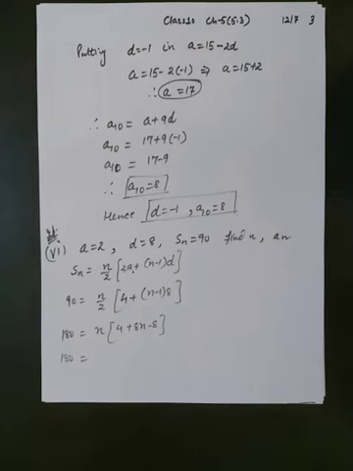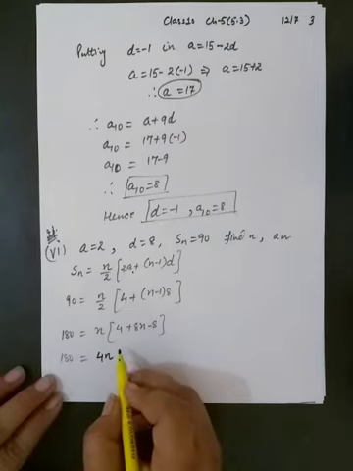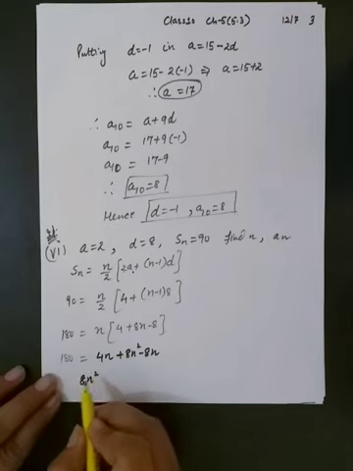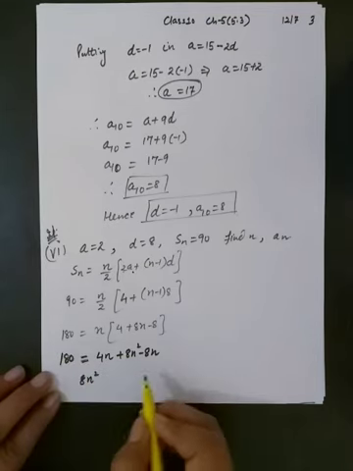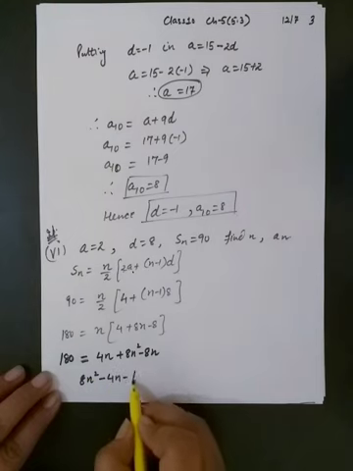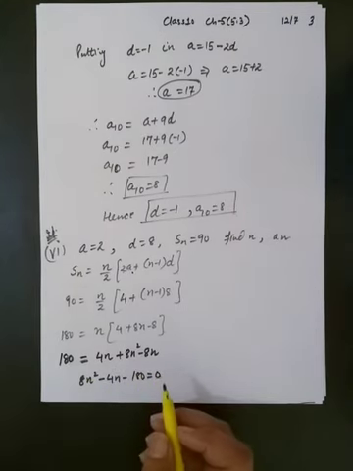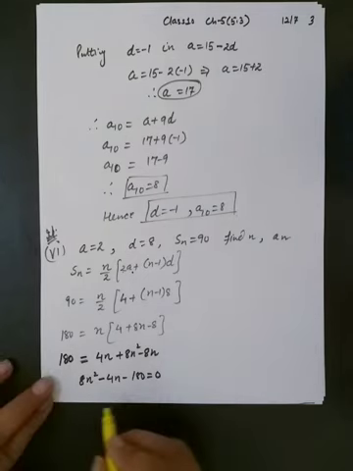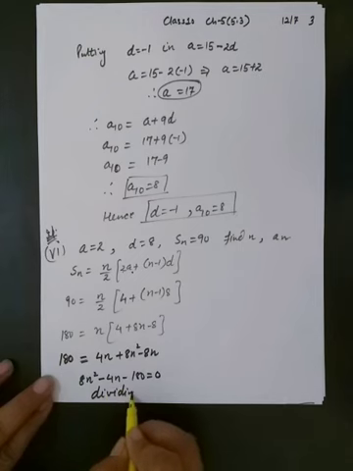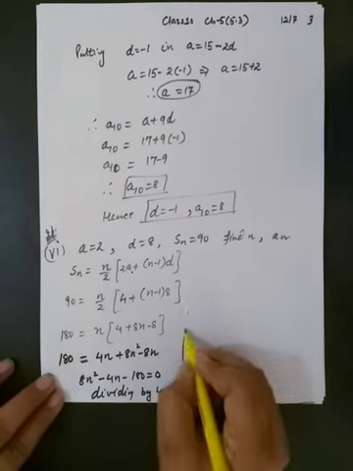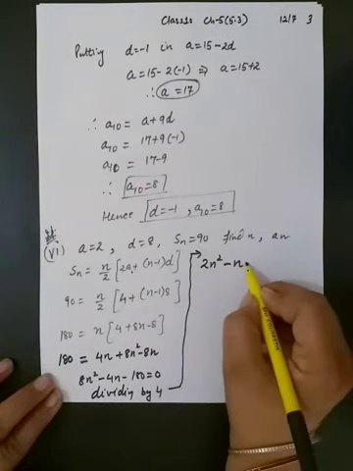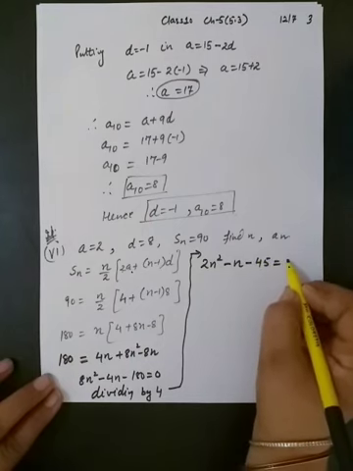180 is equal to n times 4 plus 8n minus 8, which is 4n plus 8n square minus 8n, or we can write it as 8n square minus 4n minus 180 is equal to 0. Students, we can divide this equation by 4. Dividing by 4, we get 2n square minus n minus 45 is equal to 0.